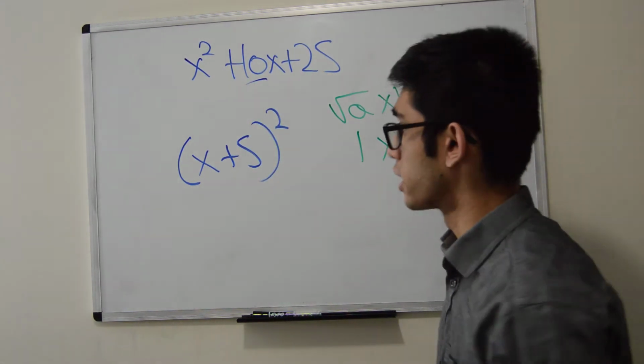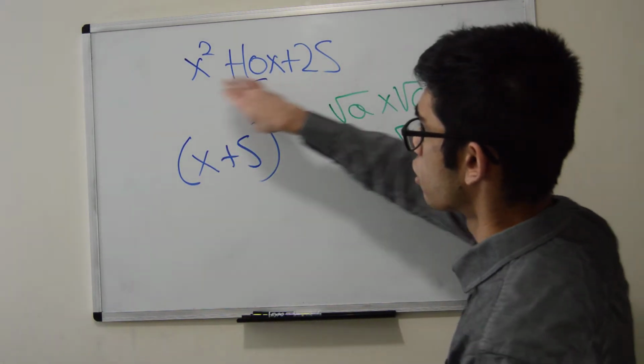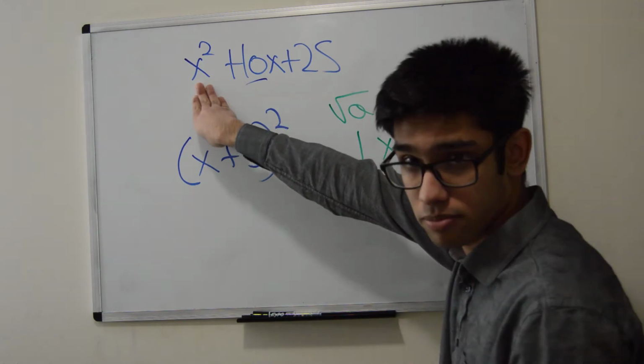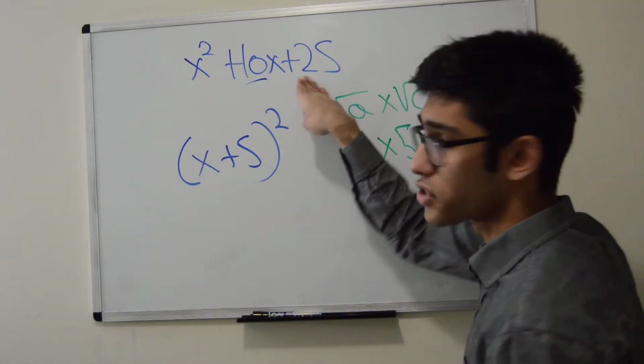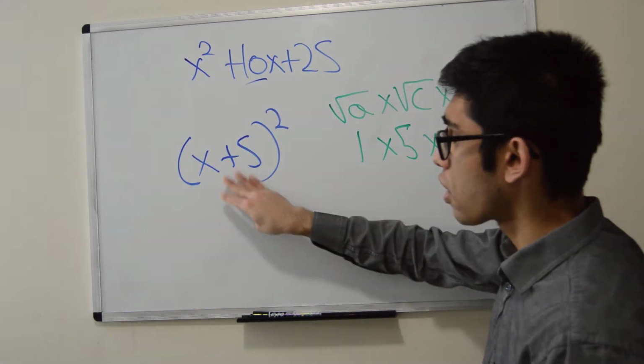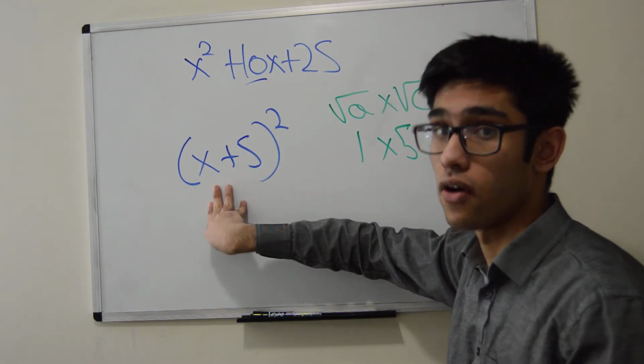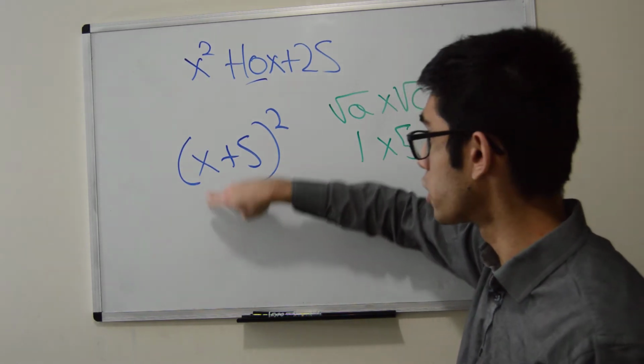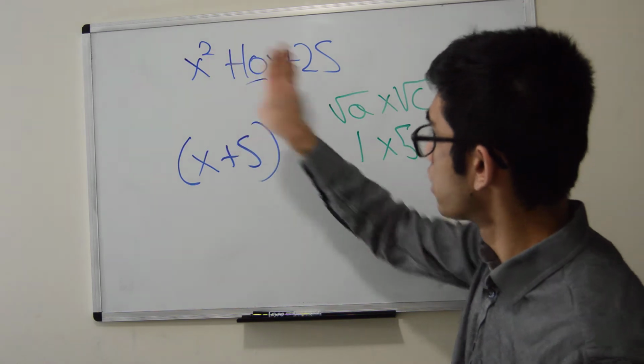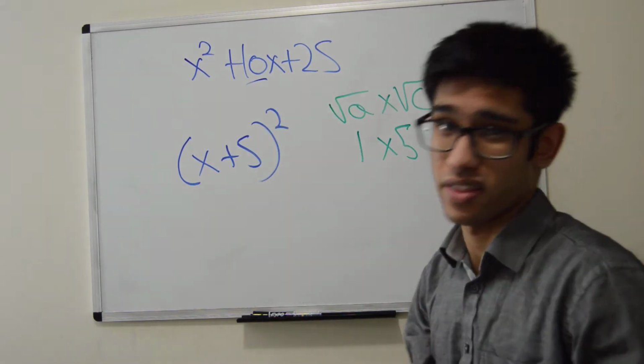So it works perfectly. If you see a perfect square trinomial where the x squared term is a perfect square, and the constant c is also a perfect square, you can go ahead and use this factoring technique called the perfect square trinomial technique, where you just take the square root of this, take the square root of that, and just put a square. That's all there is to it.